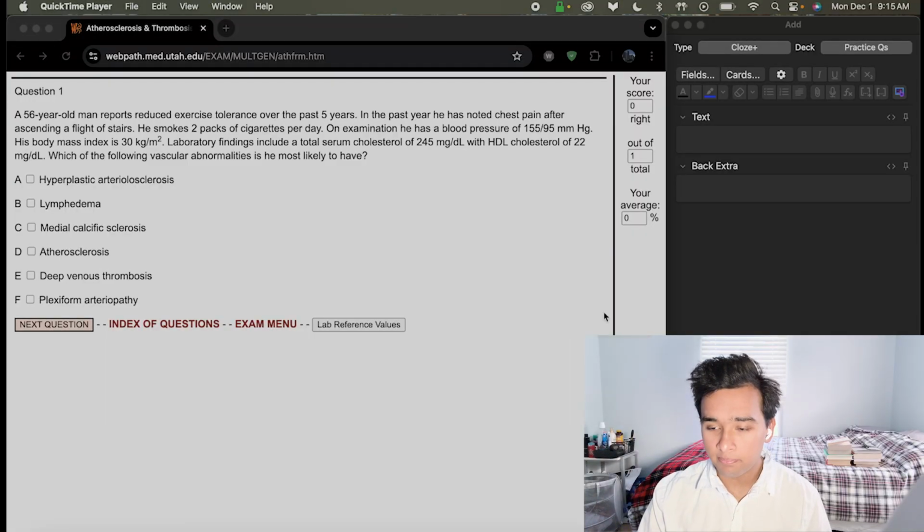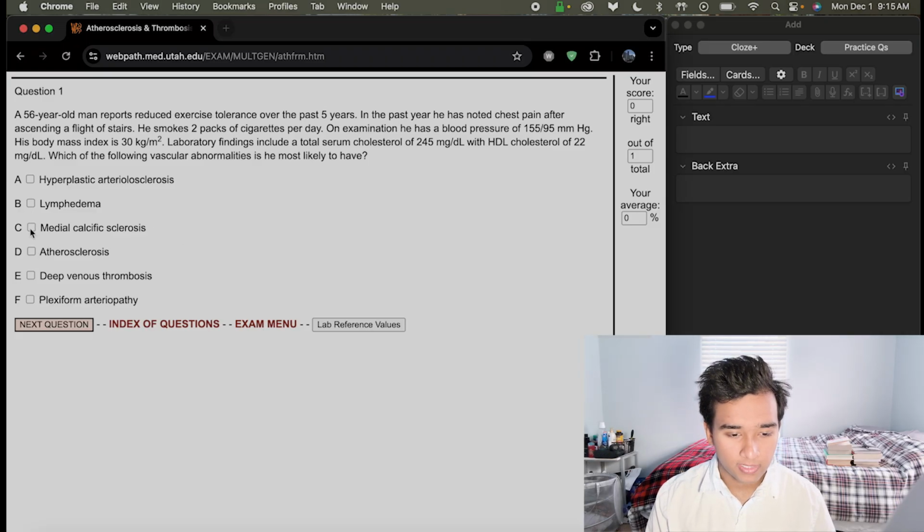Essentially, I have my Anki pulled up to one side, and I have a practice question set from WebPath, which is an online free medical service that allows you to practice pathology for medical school. For example, this question is talking about a 56-year-old man with smoking history and decreased exercise tolerance with high blood pressure and obesity, and a very high level of cholesterol and low HDL. I actually know the answer to this question. I believe it's atherosclerosis. But let's say I thought it was medial calcific sclerosis, right?